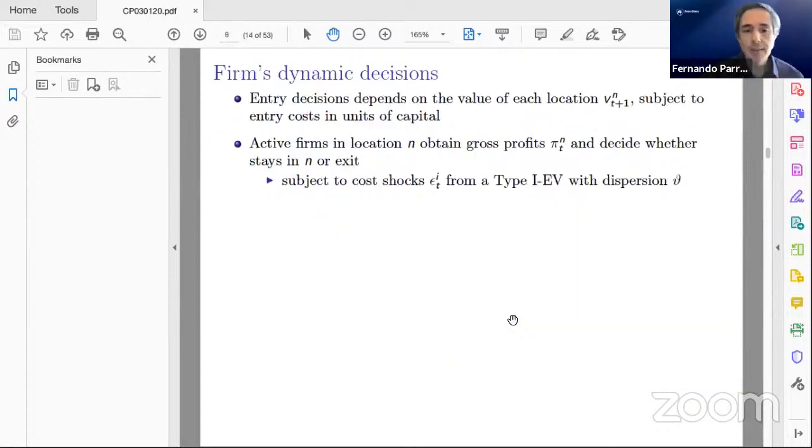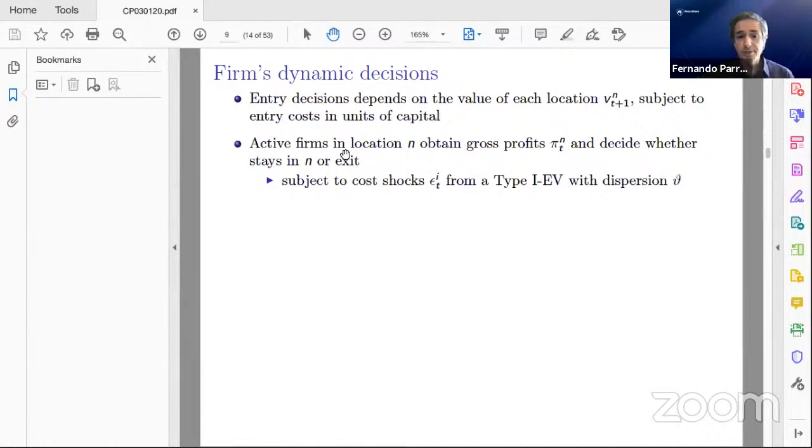Turning to the firm's dynamic decisions, entry decisions are going to depend on the value of each location. That is going to be determined by expected future profits, but it's also going to be subject to entry cost. And crucially, in the paper, we model entry cost in units of capital. So what we want to capture here is that everything else constant, it could be attractive for firms to locate production in places like Detroit that has a lot of capital structure, very low rental rates of capital, and produce there and sell from there to the rest of the economy.